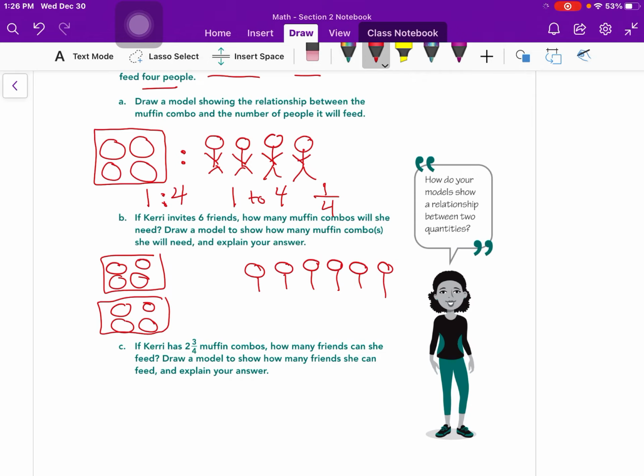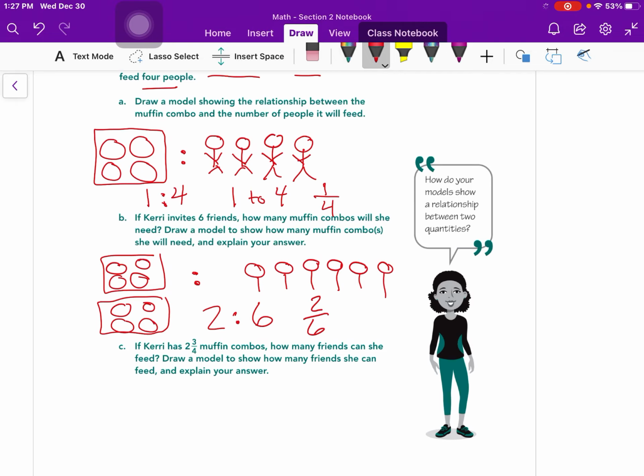She won't need to have all the muffins. She'll have a couple of leftovers, but she has to buy 2 combos because you can't go to a store and say, oh, can I just have 2 muffins and you keep the rest? So what this looks like would be 2 muffin combos to 6 people, or 2 to 6.